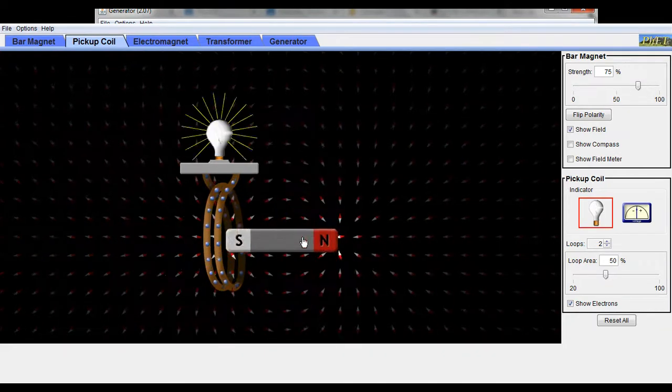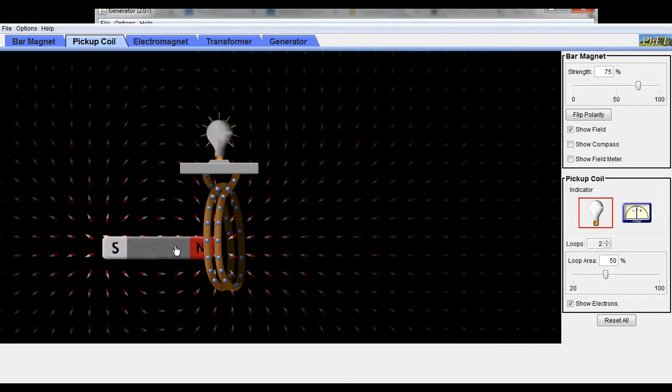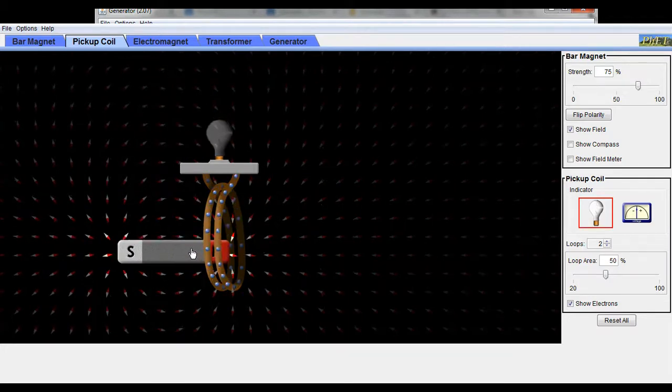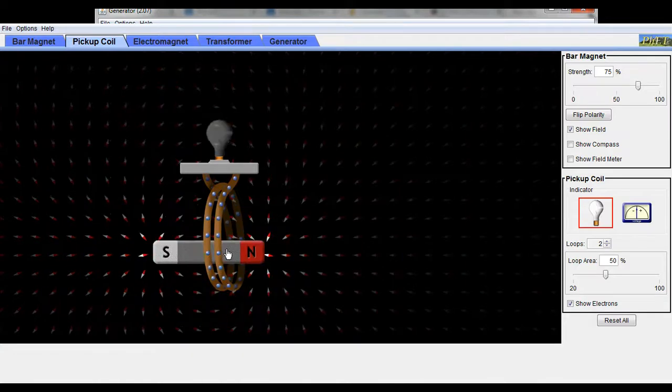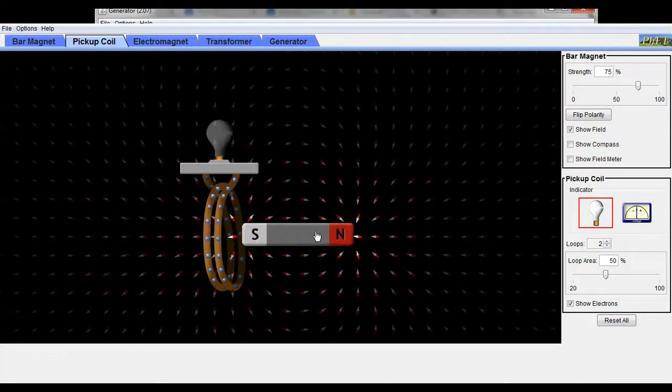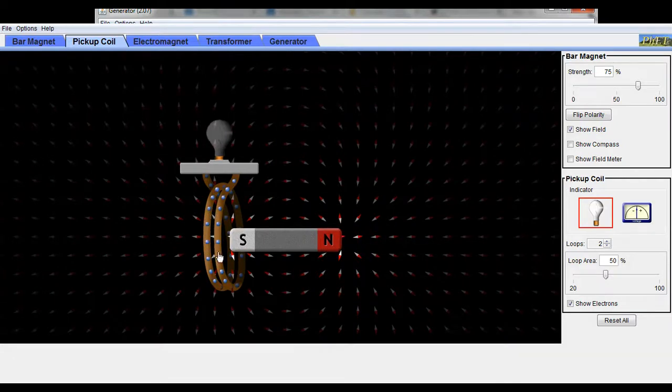So as this magnet is going through the coil of wires, the magnet creates magnetic field lines. The moving magnet means that the magnetic field lines are moving or changing. Those changing magnetic field lines cause a push or a pull to happen on the electrons, and that push or pull is going to end up causing or creating electricity.